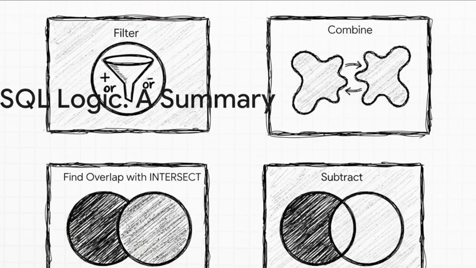You can filter inside a set with AND, OR, and NOT. Or you can manage multiple sets by combining them with UNION, finding that sweet spot of overlap with INTERSECT, or subtracting one from the other with EXCEPT. That's pretty much the whole game.